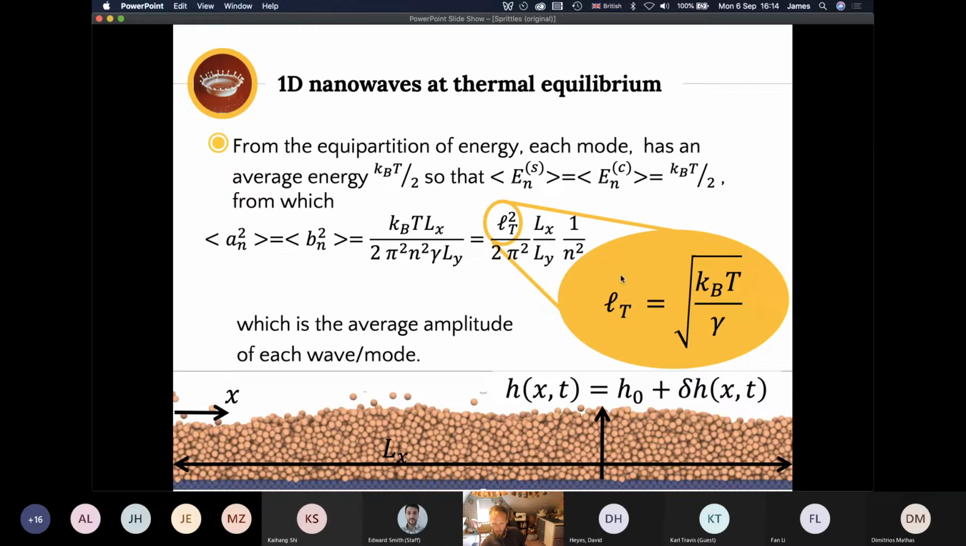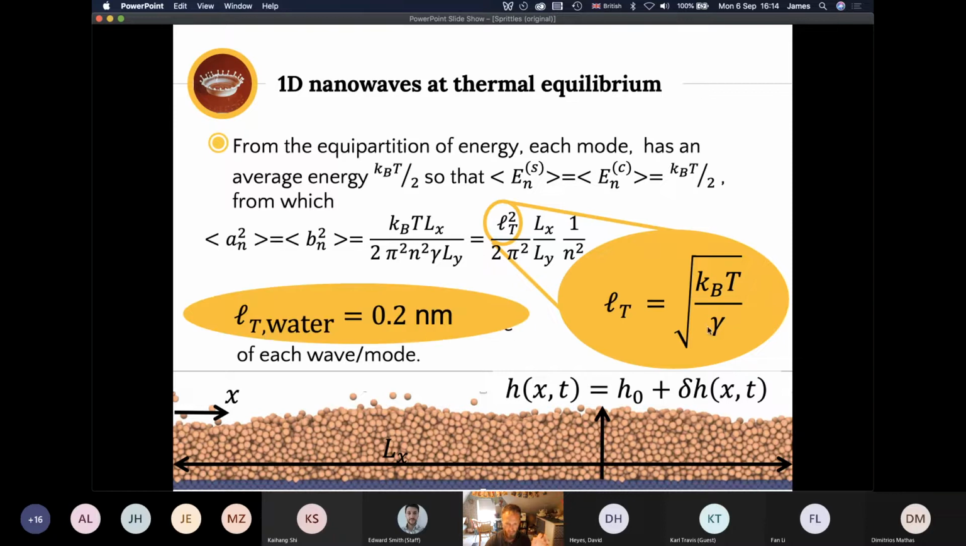And out pops this length scale, which is kT, which you can imagine is trying to push this interface away from equilibrium, divided by the surface tension, which is constantly trying to get it back to flat. And for something like water, that's less than a nanometer, and that's why we have nanowaves on these scales.